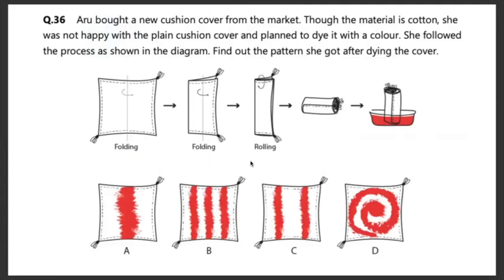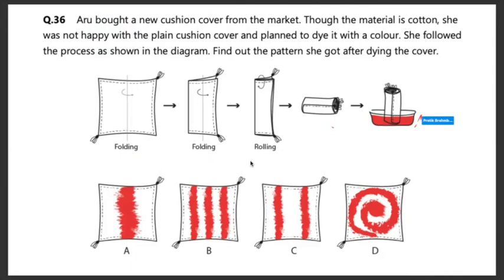In this question, we are given that Aru had bought a new cushion cover from the market. Though the material is cotton, she was not happy with the plain cushion cover and planned to dye it with a color. She followed the process as shown in the diagram. Find out the pattern she got after dyeing the color. In this case, we are shown the folding pattern, which is rolled, and then this is how the color is applied.